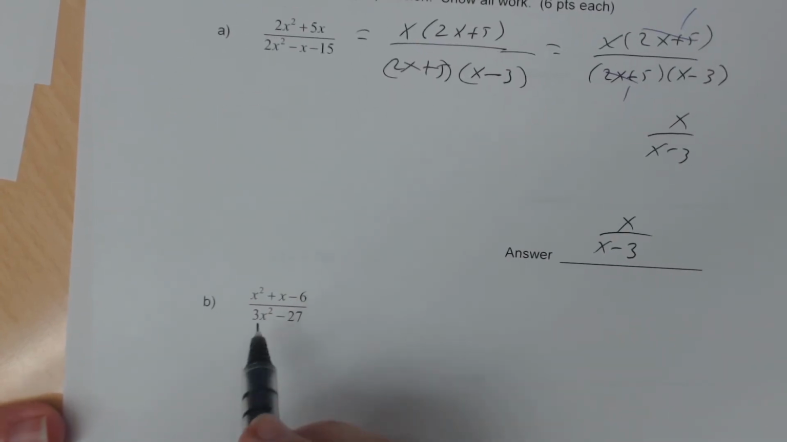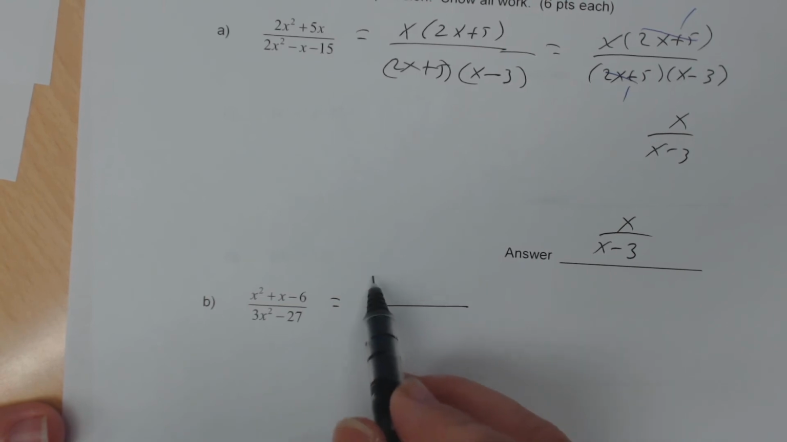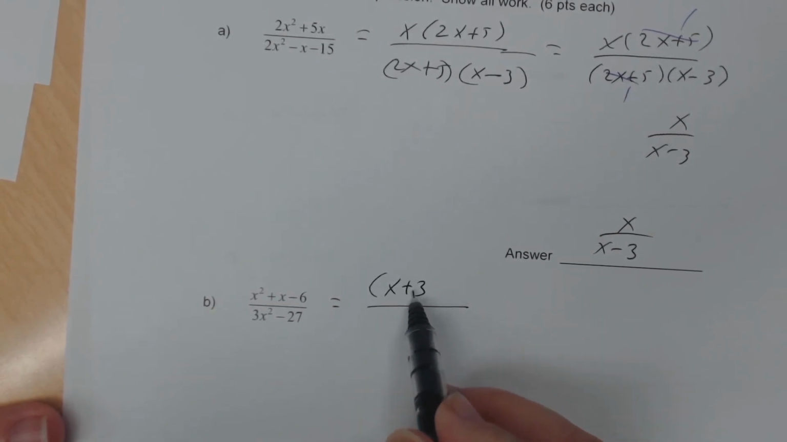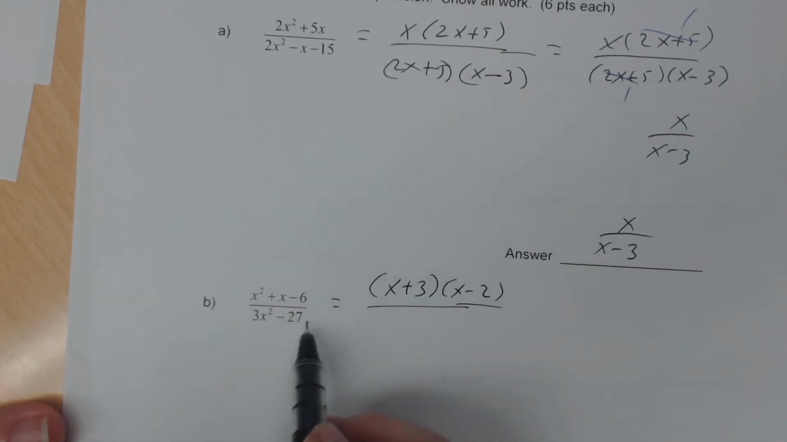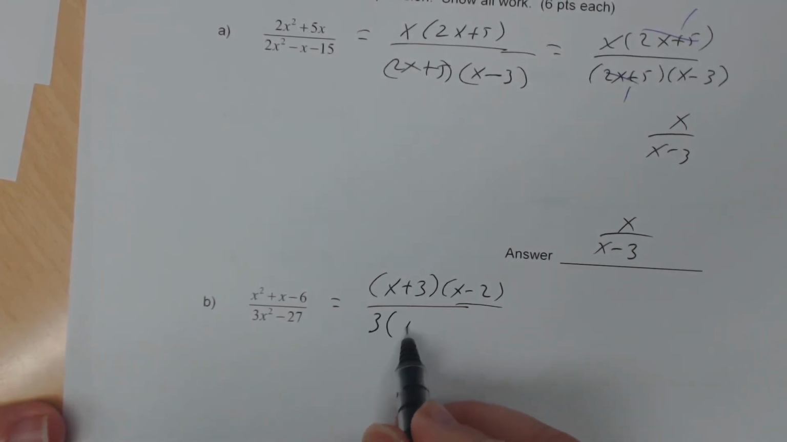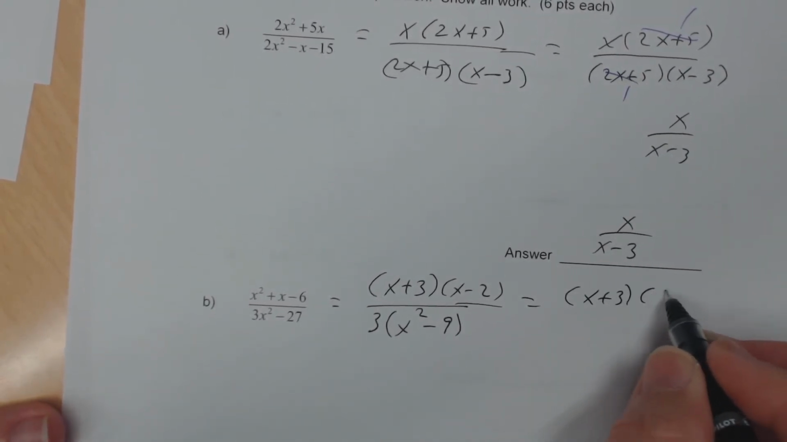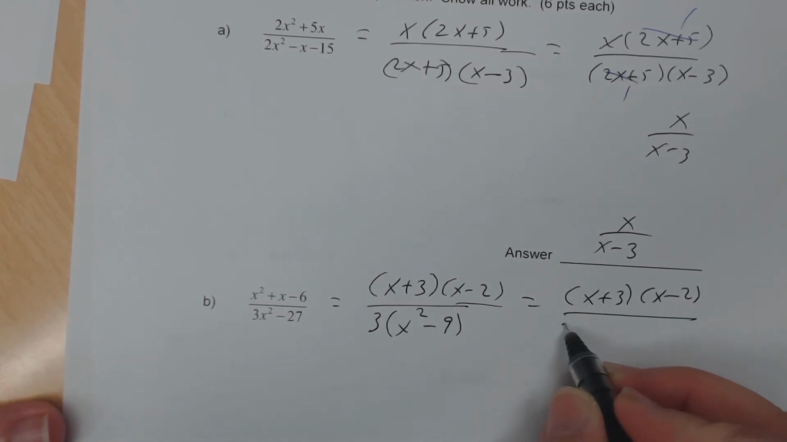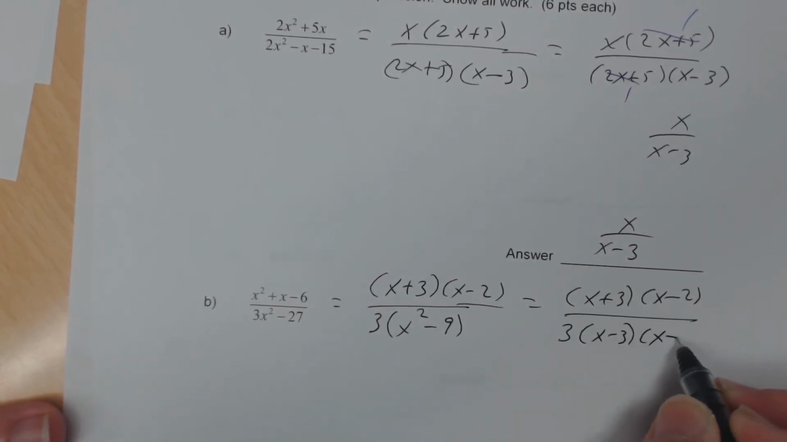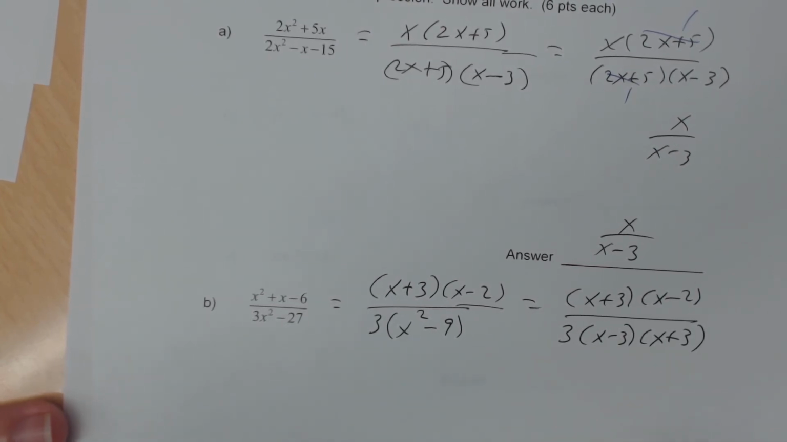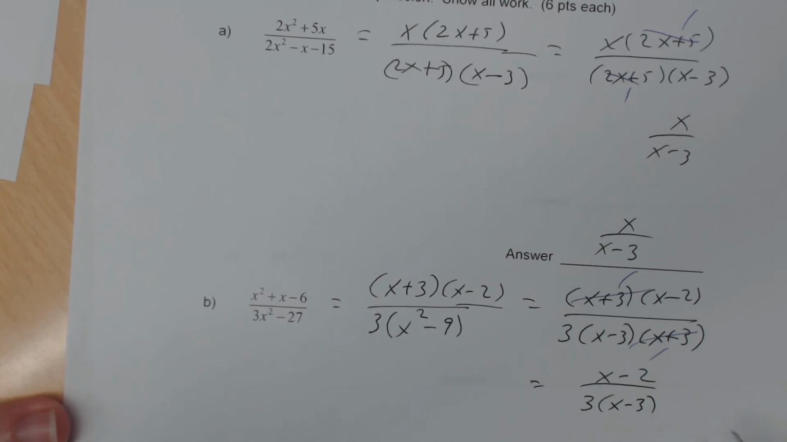Okay, this one, I can factor the numerator. That's going to be x plus 3, x minus 2. The denominator, I can factor out a 3 first. So that's 3 times x squared minus 9. And then notice that x squared minus 9 is a difference of 2 squares. So I can factor the difference of 2 squares as 3 times x minus 3, x plus 3. And then reduce. These x plus 3's divide out. And you get x minus 2 divided by 3 times x minus 3.